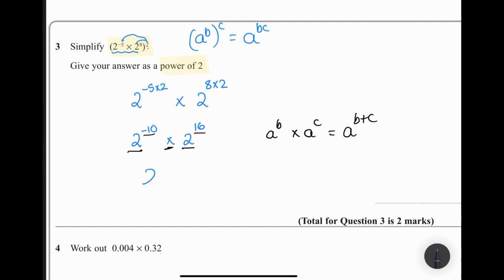So what do I get? That would be 2 to the power minus 10 plus 16. So that equals 2 to the power 6. And that is my final answer. Okay, don't need to do any multiplying. Leave it as my power of 2.